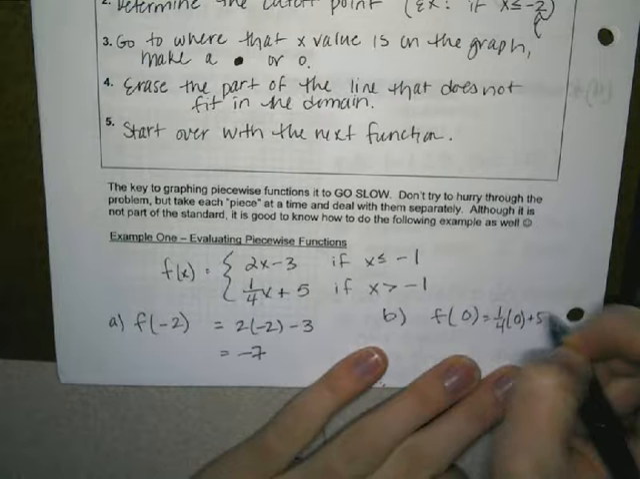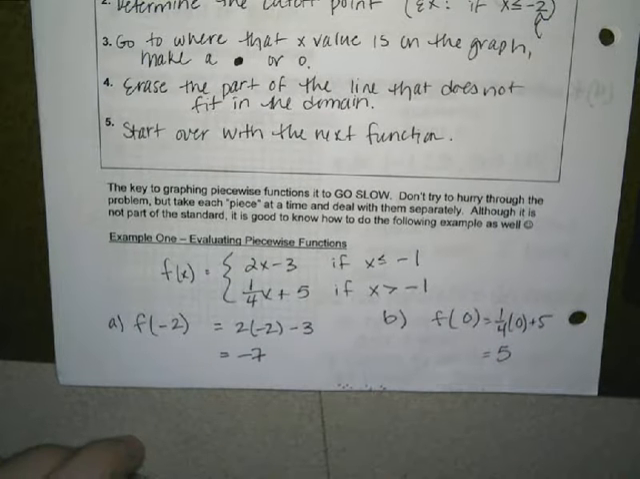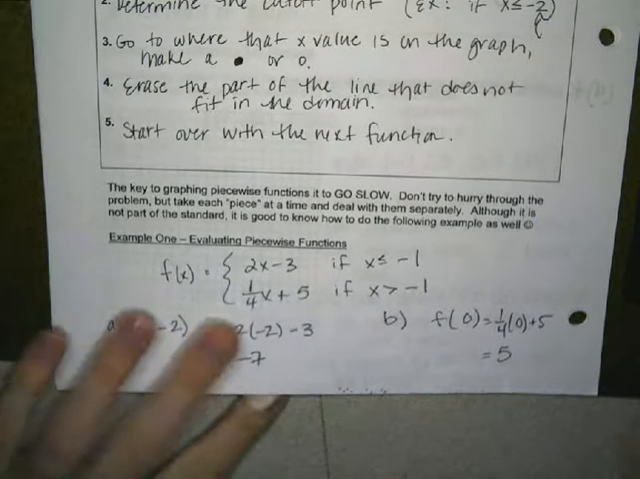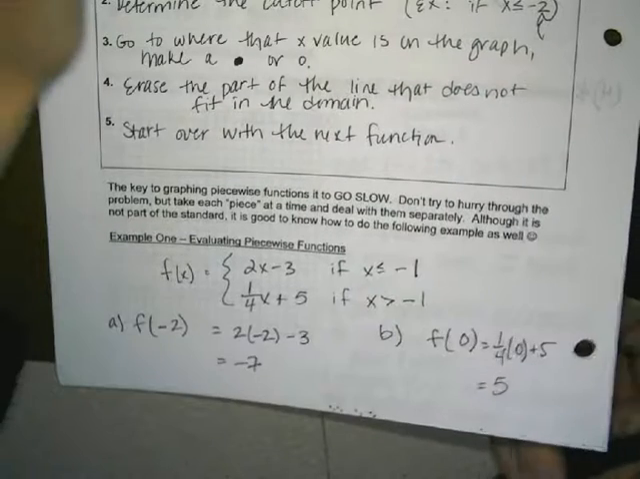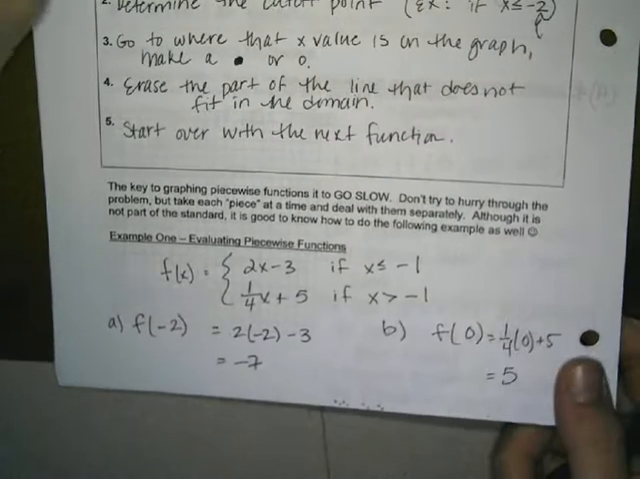And you get f of 0 equals 5. Okay, so that's a very quick example of how to evaluate, just so that you've seen it before, but it's not part of the standard, so you won't have to do it on the test. But it's good just to know how to plug stuff into that type of function. Okay, let's go ahead and do a couple of examples together here.